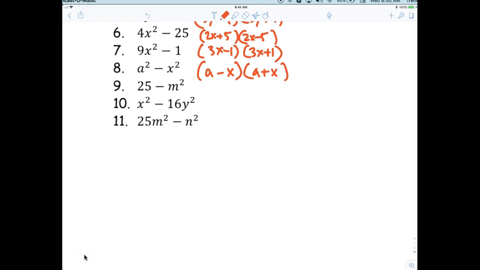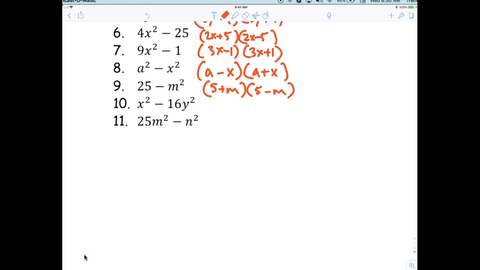Okay, number 9. They're trying to confuse you, Bella. What do we got for number 9? Okay, I'm on number 9. Well, it's gonna be minus 5 and plus 5. No, it's going to be 5 plus m and 5 minus m. All right? Now, generally, we do say to put the variable first, but it's harder to factor when it's a negative m squared. Take my word for it. All right, leave it like that.